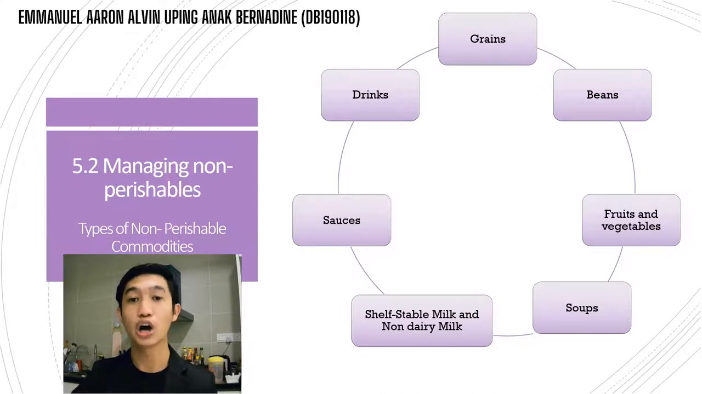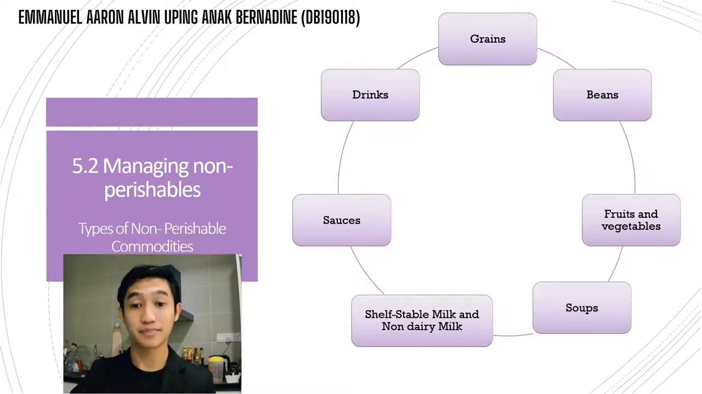Sauces, commonly found in a glass bottle or plastic bottle. It can be kept at room temperature or in the refrigerator. Shelf-stable milk and non-dairy milk. Fresh milk and some non-dairy alternatives like almond and coconut milks have to be refrigerated. Shelf-stable milks and many non-dairy milks are made to keep at room temperature.